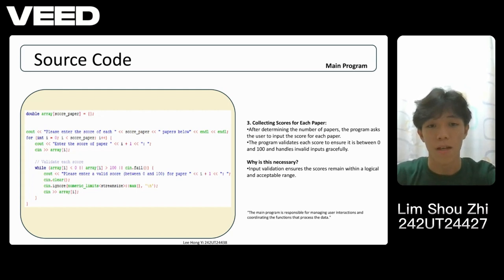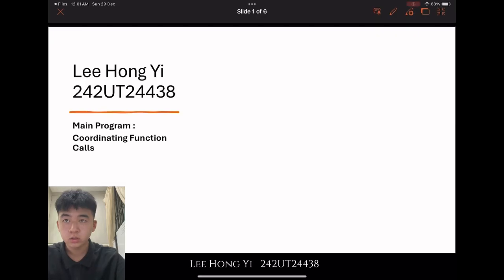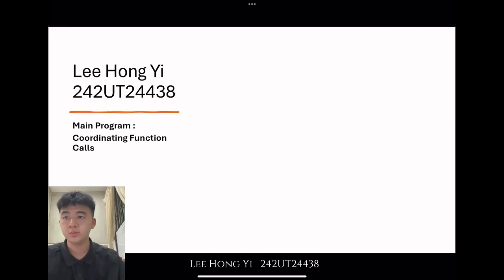So more accurate scores lead to reliable grade calculations, and invalid data is caught early to maintain the program's reliability. Thank you. That's all for me. Thank you, Shoji. So now I'm going to explain the coordinating function calls of the main program.